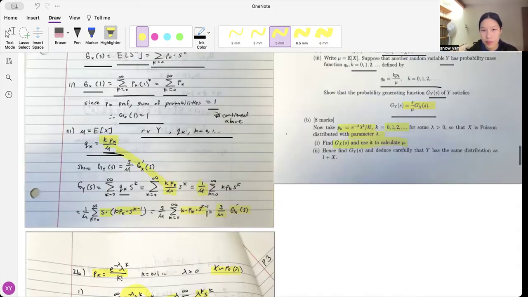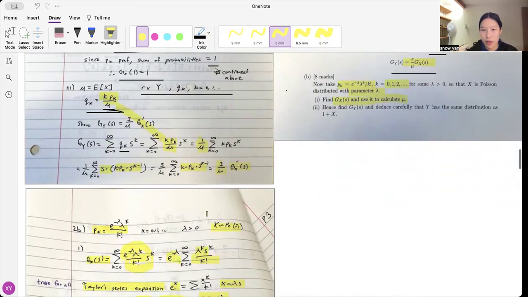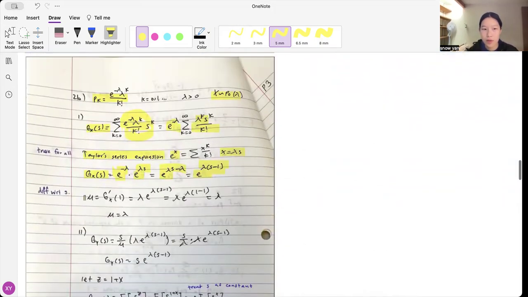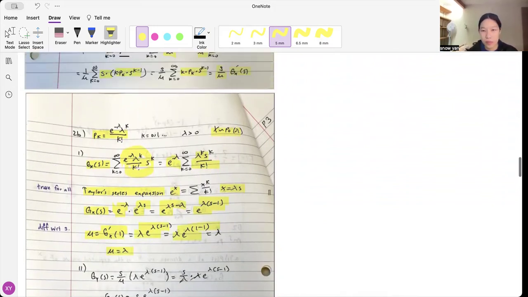And then the next part it asked me to do is use G(s) to calculate mu. So I know from earlier that mu is g prime of x evaluated at 1. So I have this expression over here. I just take the derivative, I plug in s equals 1, and I get that mu is equal to lambda. Okay, I'm done. This part is really easy when you have the prior part.